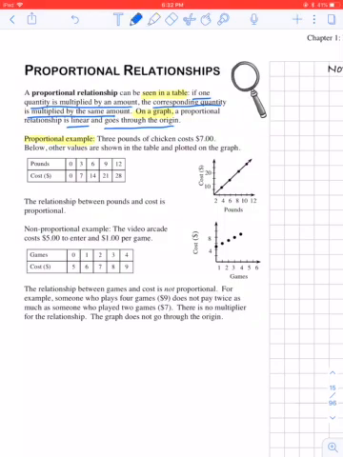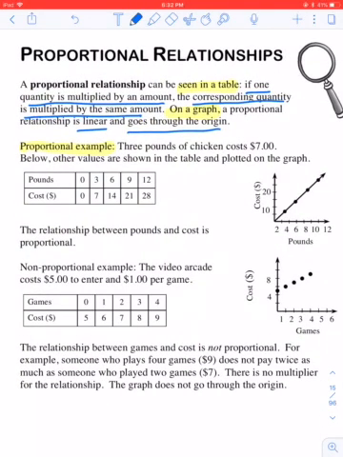So in this example, we have pounds of chicken, that 3 pounds of chicken cost $7. It's important to notice that 0 pounds of chicken costs $0. That is basically passing through the origin. Also over here, do you see how it goes through the origin?